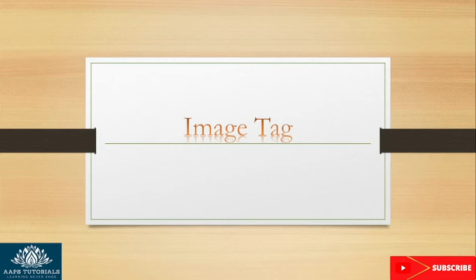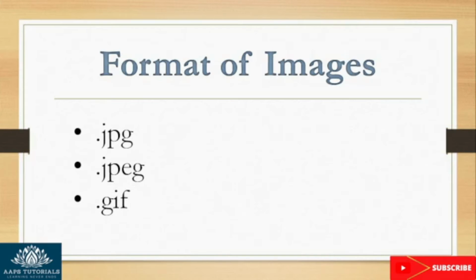This is Tulsi and today we are going to talk about the image tag in HTML. The image tag is used to embed an image in an HTML page. The image tag creates holding space for the referenced image. The image tag supports images with various extensions such as JPG, JPEG, GIF, PNG, SVG, and BMP.